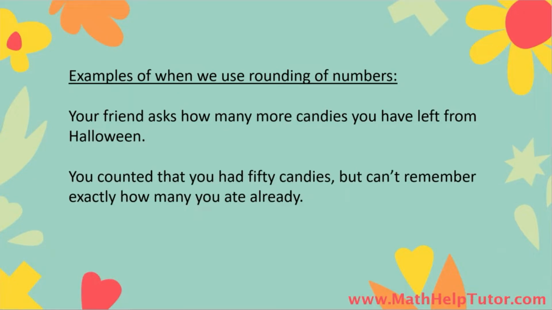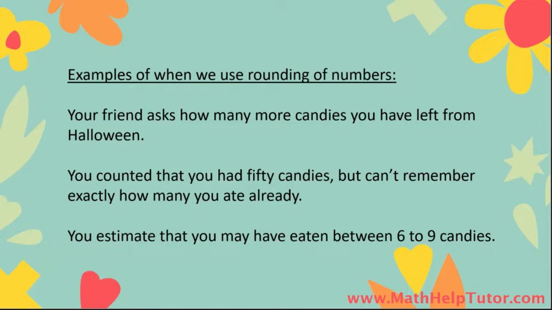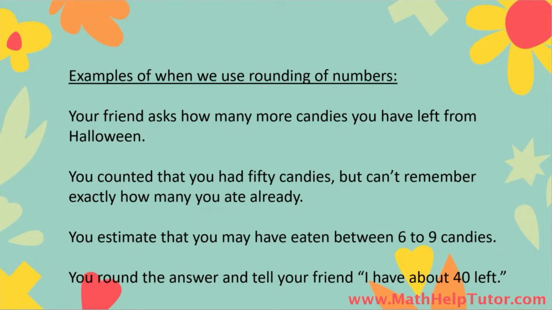Here's another example. Your friend asks how many candies you have left from Halloween. You counted that you had 50 candies, but can't remember exactly how many you ate already. So you estimate that you have eaten maybe between 6 to 9 candies, and you round the answer and tell your friend, I have about 40 left.